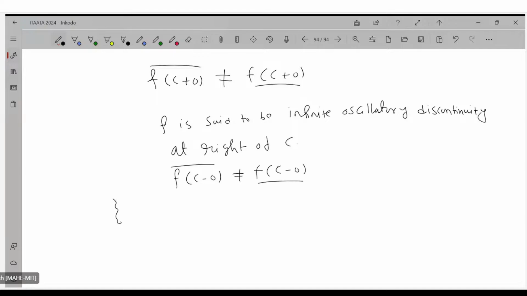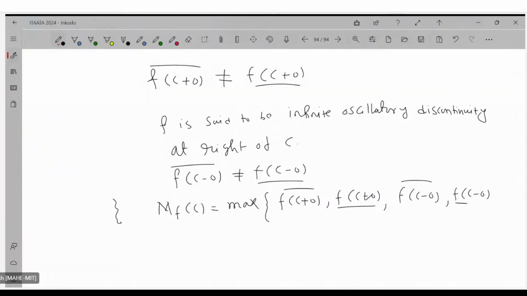It has infinite oscillatory discontinuity at left of C. Okay. So in all cases, what we're going to do, we'll calculate again capital M f of C, which is the maximum of f(C+0) and f(C-0). And also we'll calculate small m of C, which is the minimum of f(C+0) and f(C-0).